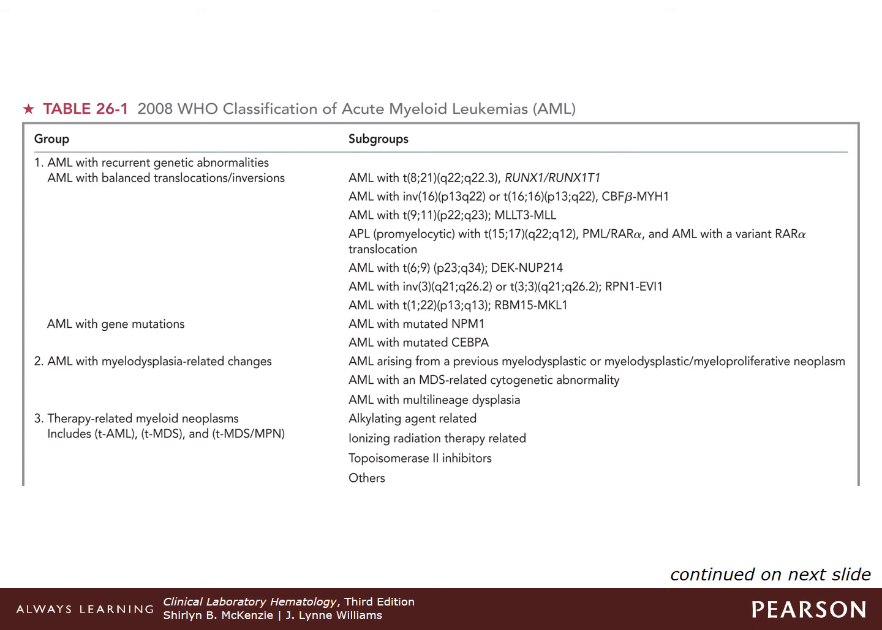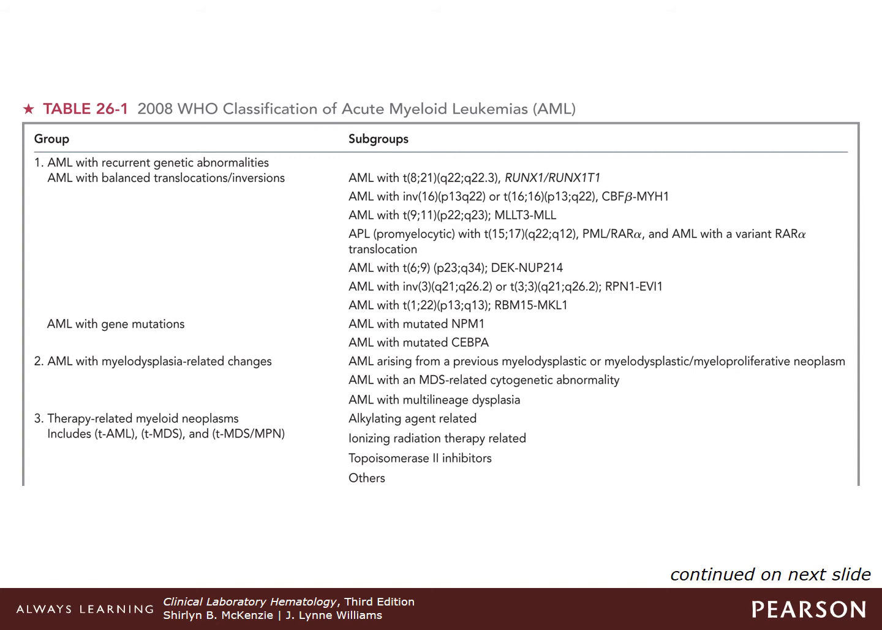So the first group here is AML with a translocation between chromosomes 8 and 21. And this is found in about 5 to 10% of all AML cases. It was previously called AML with maturation because you can see some mature cells along the way. It occurs primarily in children and adults under the age of 60. Myeloblasts are usually large with abundant cytoplasm, and they might contain Auer rods.